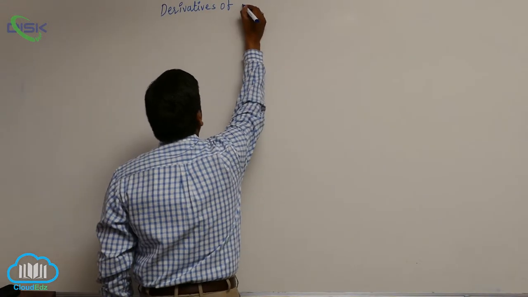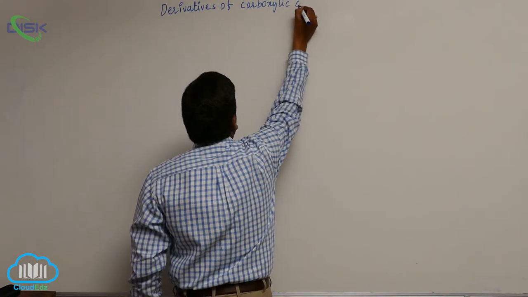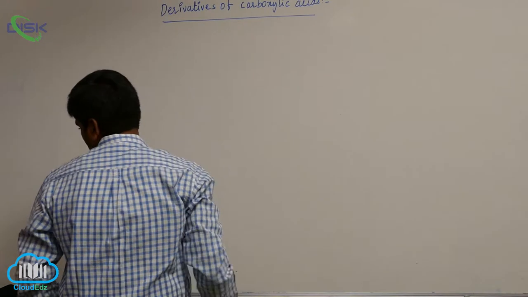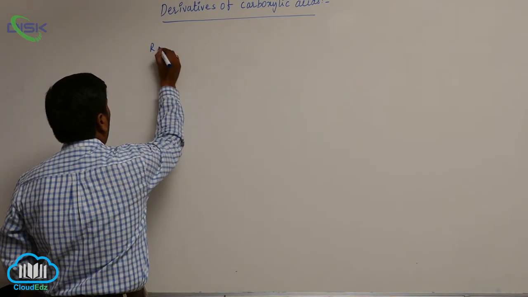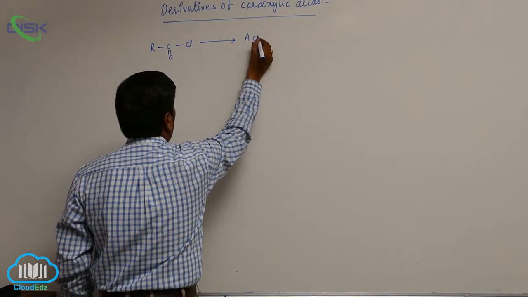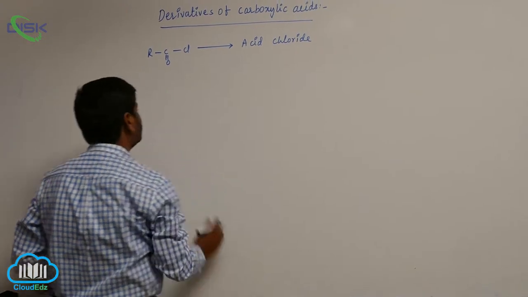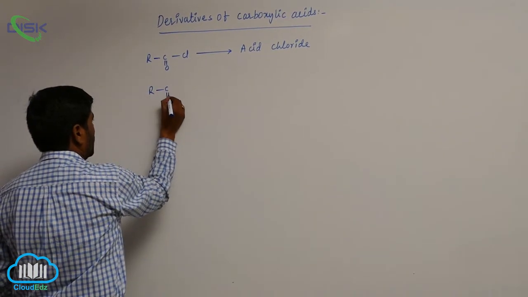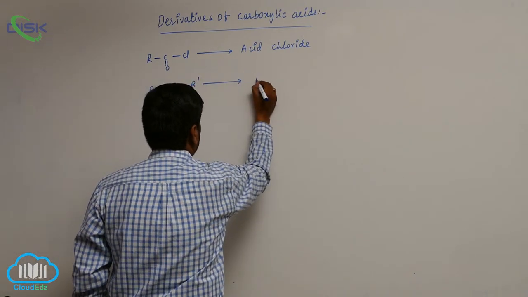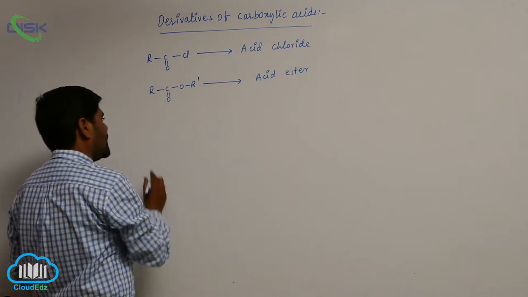Derivatives of carboxylic acids. R C double bond O Cl is known as acid chloride. R C double bond O OR' is known as acid ester.